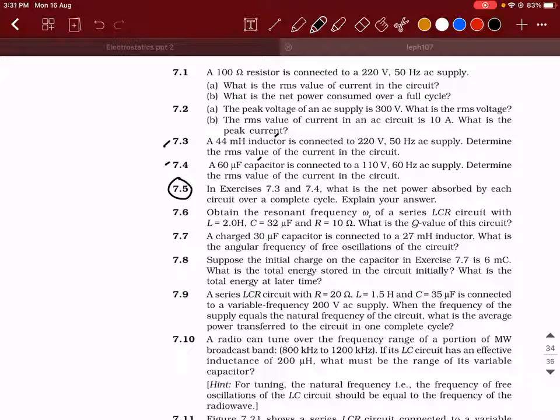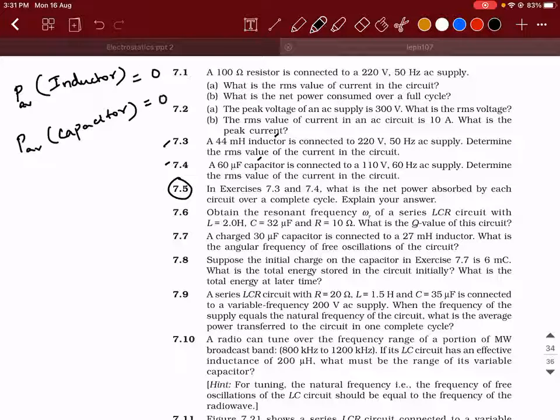Answer is what? Net power across an inductor and net power across a capacitor is how much? Right. It is 0, because I told you just now. What is the average power for a complete cycle? E RMS into I RMS into cos phi. So the value of phi for inductor and capacitor is 90 degrees. So when you substitute those values, average power comes out to be 0.